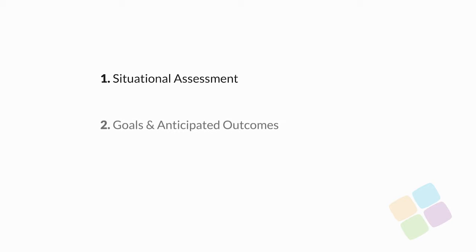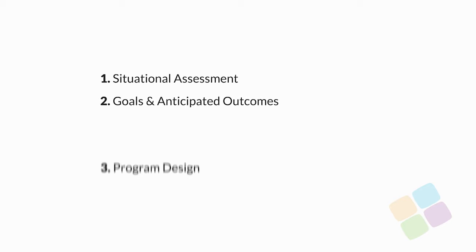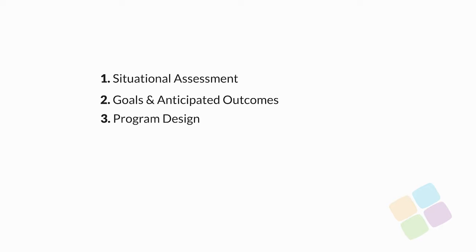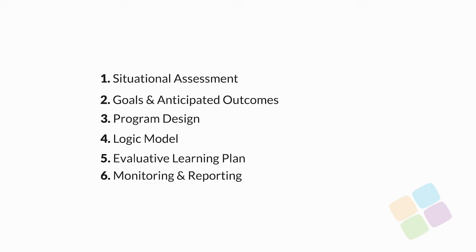Let's take a look at the EIP program planning template. This tool is mainly used for new programs and for reviewing existing ones. There are 6 parts to it. The first one is the situational assessment. The second one is the goals and anticipated outcomes. The third one is the program design. The fourth one is the logic model. The fifth one is the evaluative learning plan. And the last one is monitoring and reporting.